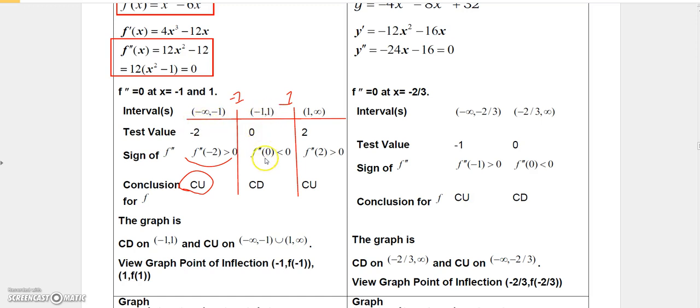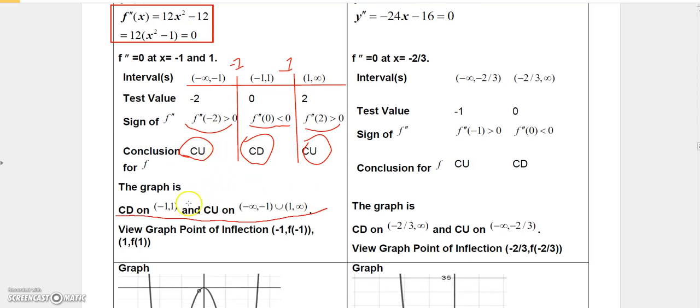Now test the next interval. I'll pick a number like 0 in here, and I'll plug 0 in, and that'll give me 12 times minus 1, which is negative. Since the second derivative is negative, the graph is concave down on that interval. Likewise for the third one, I choose a number to the right of 1, like 2, and plug 2 in, and I get a positive for the second derivative. Since the second derivative is positive, it's concave up. Then I summarize it down here. The graph is concave down on negative 1 to 1 and concave up on the other two intervals.